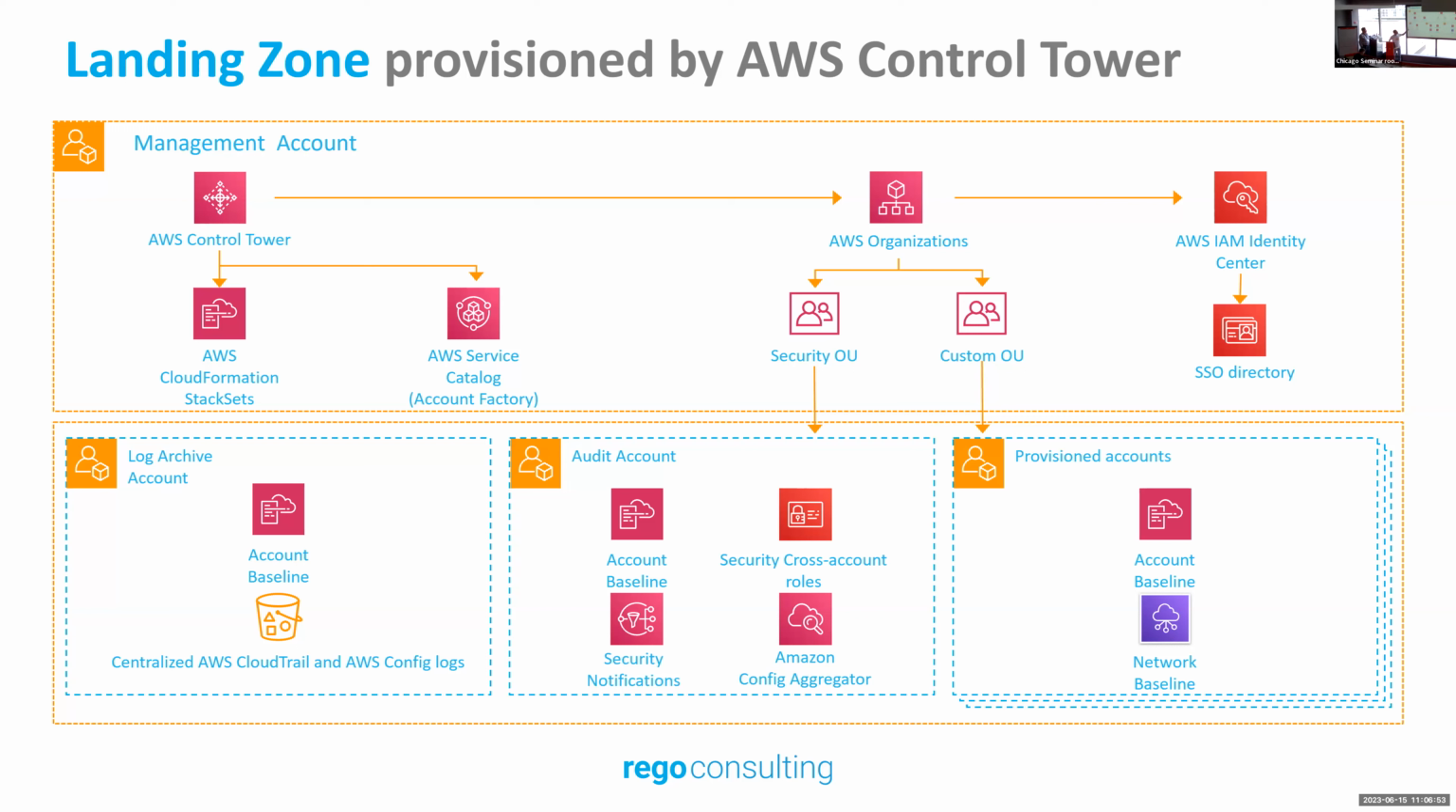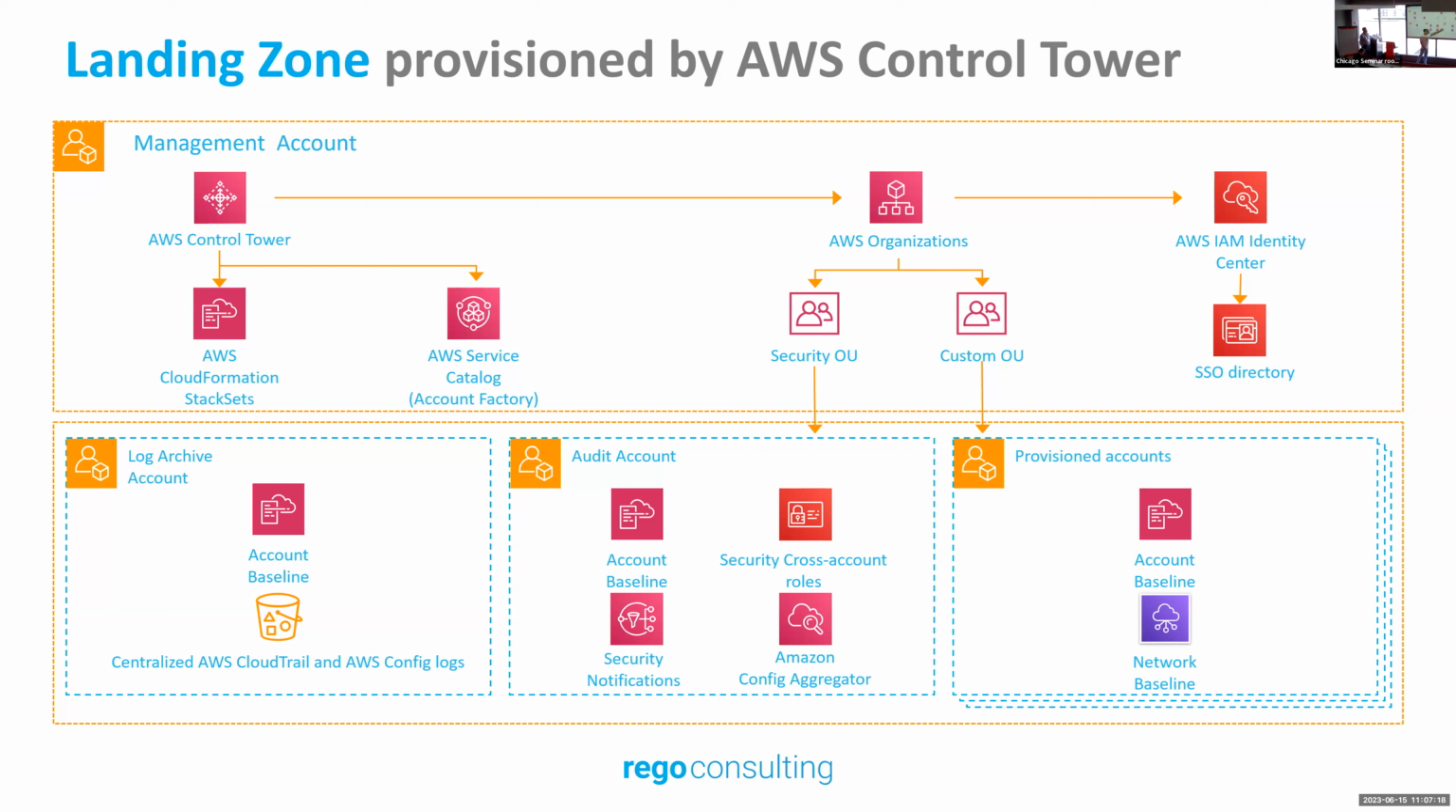And you also get these two base accounts, which are the log archive account for centralizing your CloudTrail and Config logs. And you get the audit account, which allows you the ability to centrally audit all the other accounts that are part of your organization. Plus you get the Config aggregator, which will allow you to look at all the resources from across your accounts through a central place. And in this section, you get a bunch of provisioned accounts.